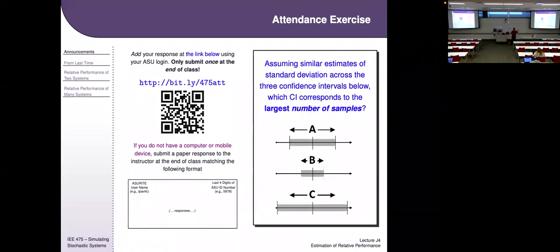All right, so second attendance question. Same one here. So those online, again, I'm not going to be able to put the link in the chat, but it is up here online. So in this second one here, assuming similar estimates of standard deviation across the 3 confidence intervals below, which confidence interval corresponds to the largest number of samples? So try to remember what happens to confidence intervals as you take more samples in your experiments, A, B, or C. So I'll give you a second to put down this for your second attendance question today.